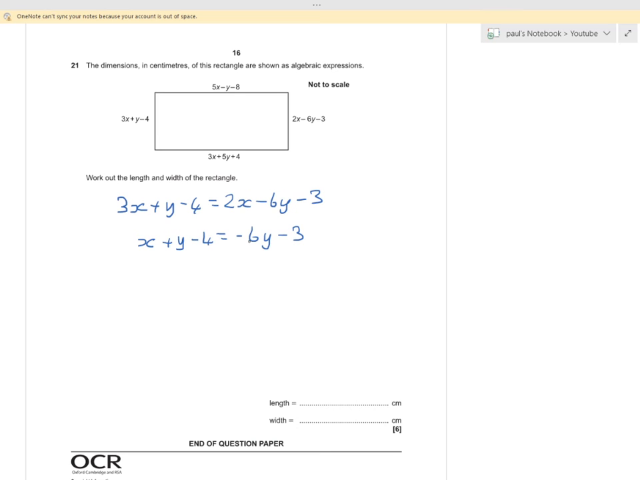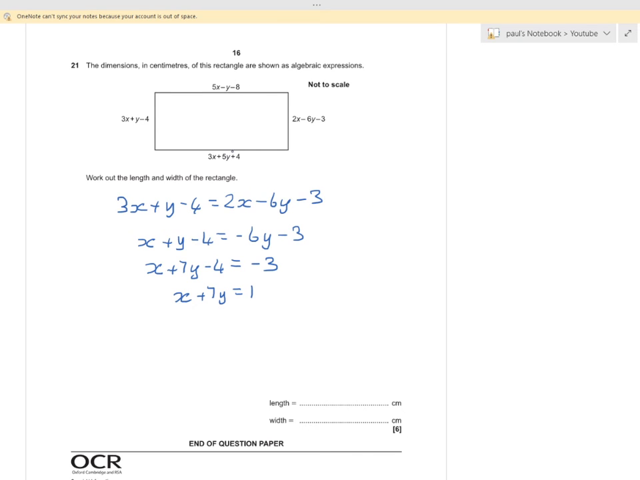I'm going to add 6y to both sides. So x plus 7y minus 4 equals minus 3. Now I'm going to add 4. So x plus 7y equals 1.